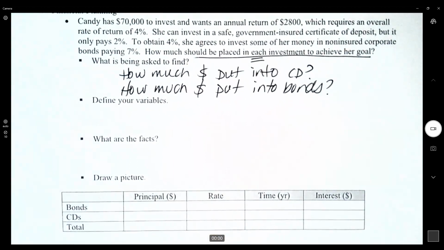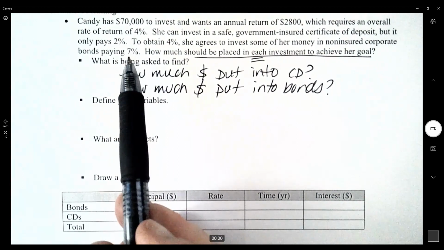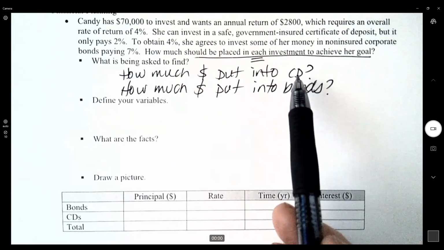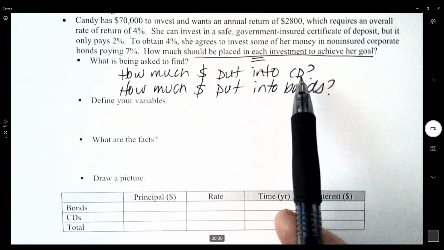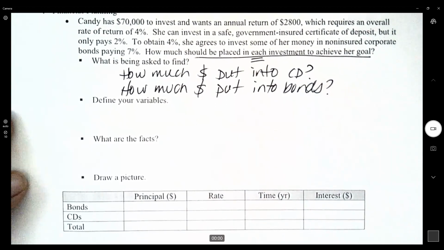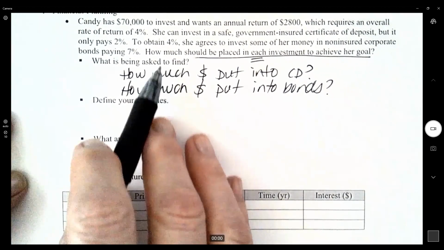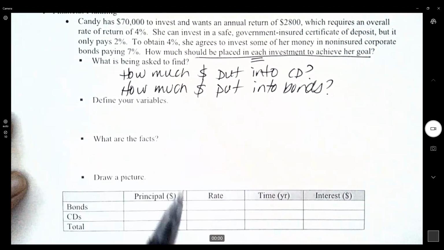Now, the bonds do carry a higher interest return, but they're also more risky. So that's why she wants to diversify and put money into a CD, which is less risky, but also earns less interest. So let's define our variables. We have two things here, and we're going to define both of those variables.